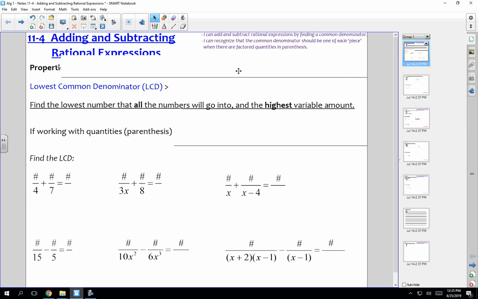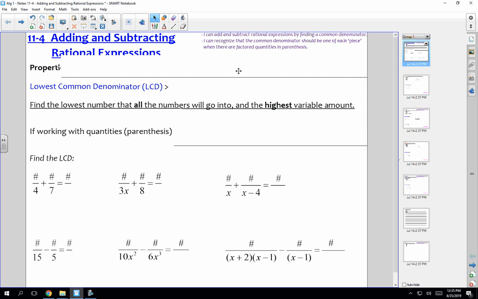So typically what I do is you can go ahead and break it down using your factor tree if you'd like, and find the lowest number that all numbers will go into by taking each factor represented between the two numbers and then multiplying them together to get your LCD. You've got to make sure you take the highest power of each factor represented.